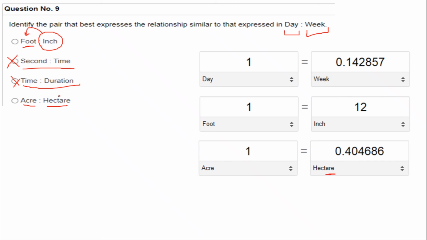So what we can consider from all this, that we had first day and week. Week was the larger quantity which was made of days. If you consider foot and inch, we can say that foot here is a larger quantity which consists of inches. Here we can say hectare is a larger quantity, it is consisting of acres. So can you tell me which of these is more related to day and week? Definitely acre and hectare is related, because if it was given here inch is to foot, then this would have been the correct option. But now since it is opposite, this cannot be the correct option. So we have got the correct option to be option number 4.